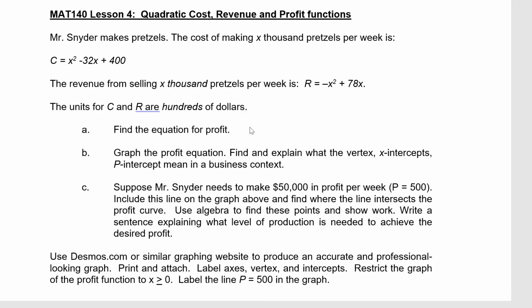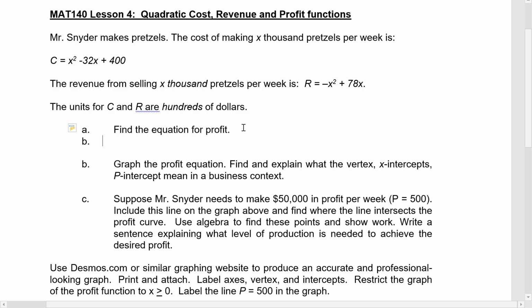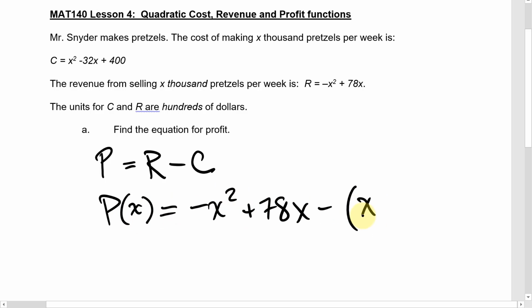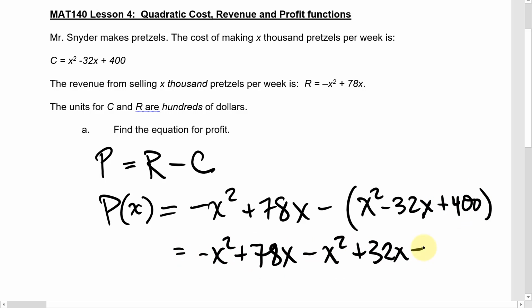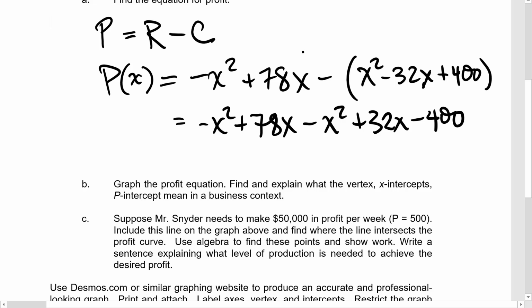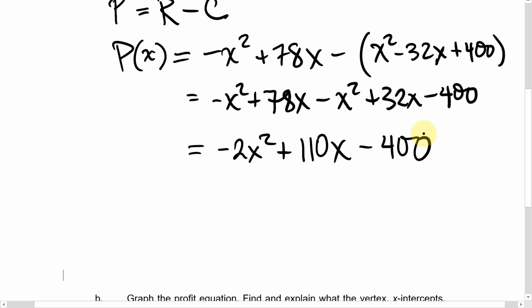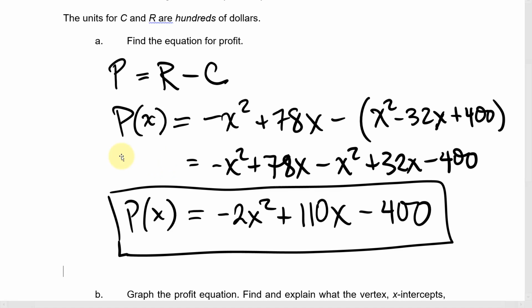So let's start with part A, find the equation for profit. So profit is revenue minus cost. So profit as a function of x is the revenue function minus the cost function. Distribute that negative to each term, and now we can collect like terms. 78 and 32 makes 110. So that's negative 2x squared plus 110x minus 400. And so this is the profit function, and that answers part A.